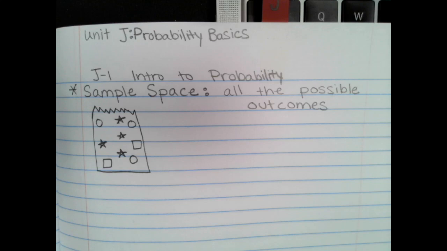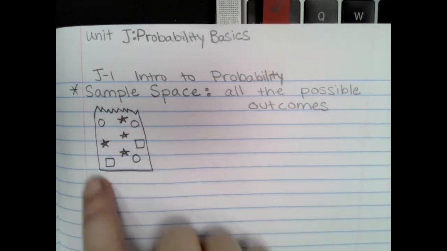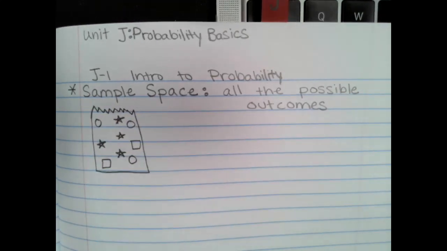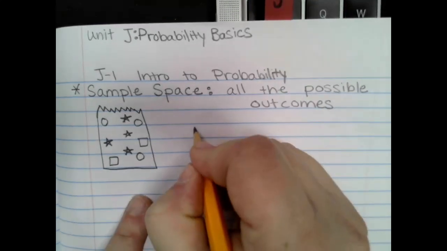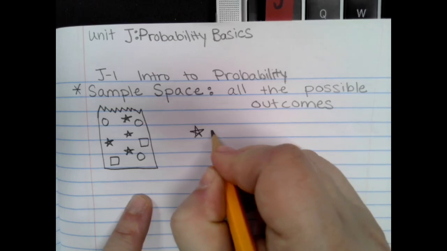All right, so as I take a look at this and I look at my sample space, what I really want to think about is if I reach into this bag and I grab something, what are some options that I could have grabbed? Good, I could grab a star. How many stars are there? There's 4. Good, there's 4 stars.